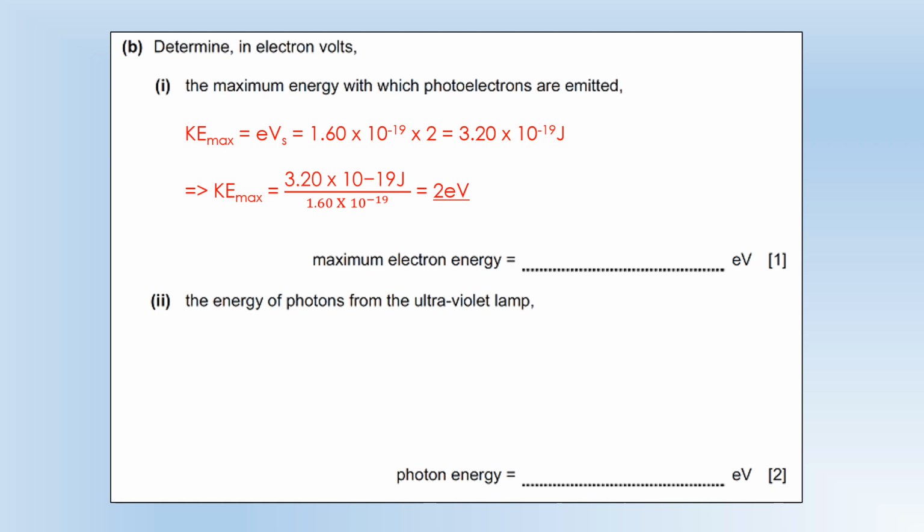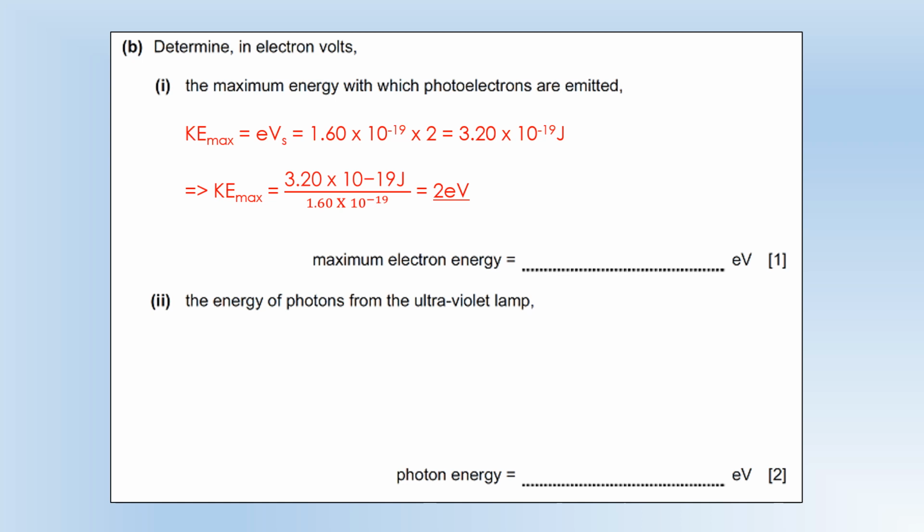So you can see I could actually have just read this straight off the graph, that it's 2 electron volts. If the stopping potential is given in volts, that actually gives us the maximum energy in electron volts. So there's actually a simpler way of doing it.